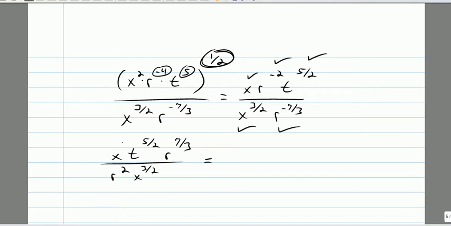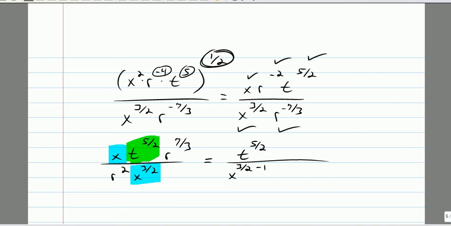So I've got x to the first in the numerator. I see that there are more in the denominator. So you get x to the 3/2 minus 1 down here. So that takes care of our x's. So let's say, okay, we're done with those. t to the 5/2 will stay. It's the only thing with t in it.